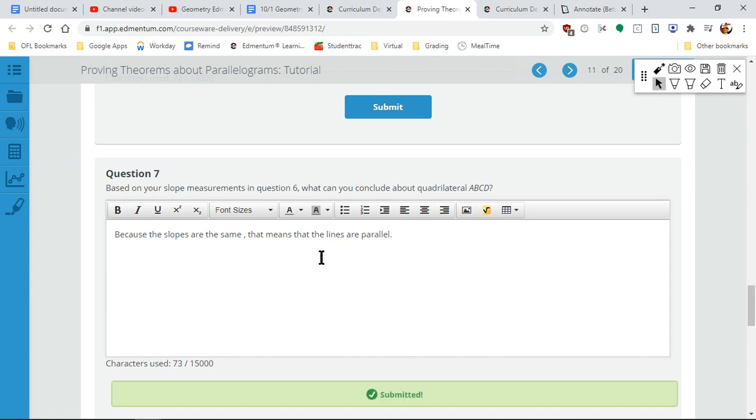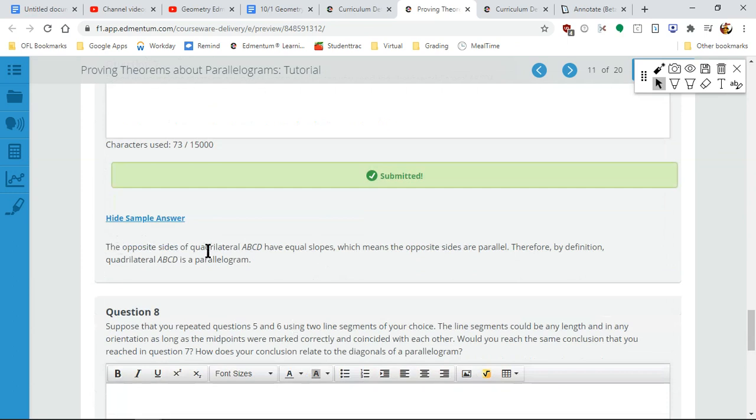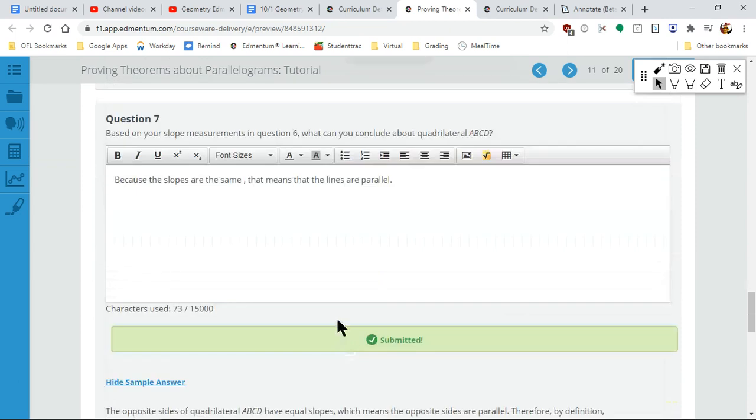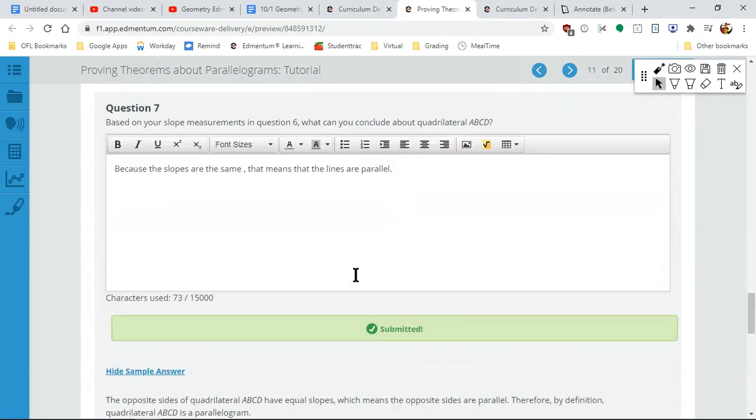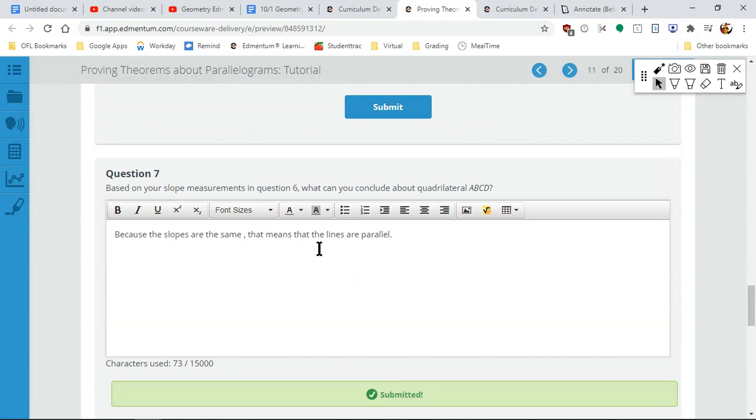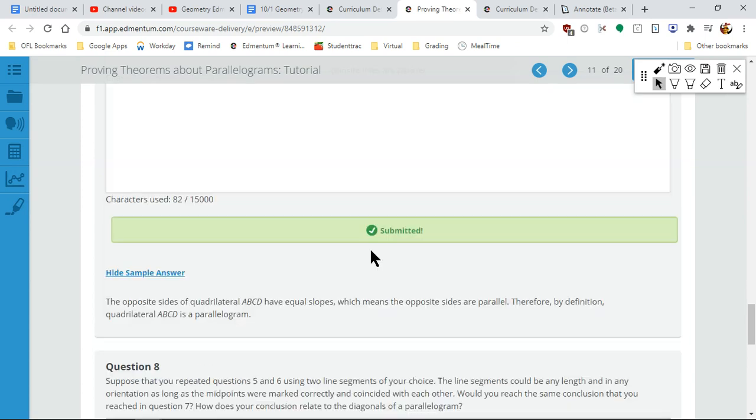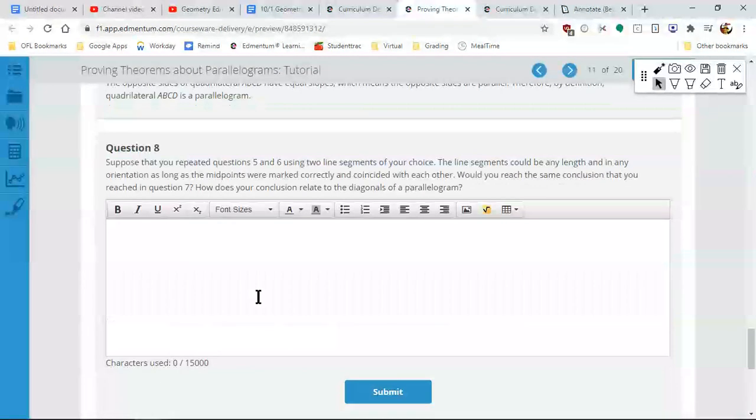It can be something simple. I know usually they say opposite sides of the quadrilateral have equal slopes, which means the opposite sides are parallel. Therefore, by definition the quadrilateral is a parallelogram. Put it in your own words, because that's way too complicated. Just because the slopes are the same, that means the lines are parallel. I guess I'll call them opposite sides. It can be a little more specific, but you don't have to be this complicated.